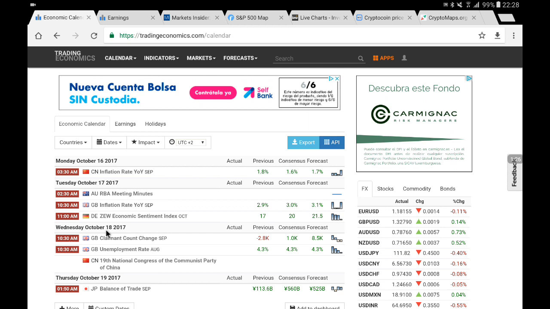On Wednesday, October the 18th of 2017, we're going to have back in Great Britain the claimant count change for September, also the unemployment rate from August. And in China, we're going to have the 19th National Congress of the Communist Party of China. And on Thursday, October the 19th, we're going to have in Japan the balance of trade from September. And as you can appreciate over here, the Japanese economy remains in a surplus. Okay, so we already know what it means for the Japanese yen.